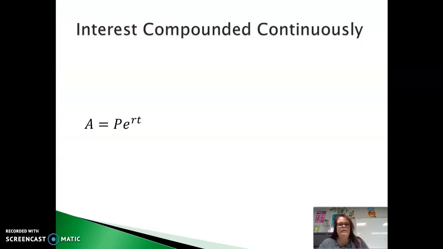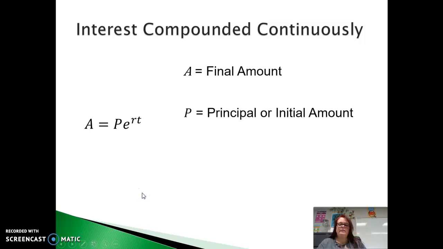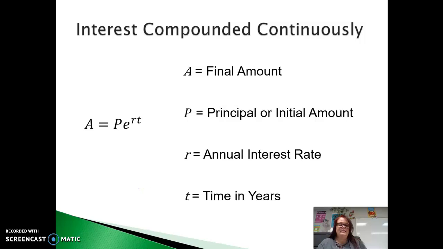So another formula that you'll see e used in is interest compounded continuously. We call it A = Pe^(rt). A is going to be your final amount. P is going to be the principal amount that you put in the bank, or the initial amount. R is going to be your annual interest rate, and t is time in years. What I want you to notice is this formula is exactly the same as the previous formula, but now we're guaranteeing that the r is in annual periods, and so your time does have to be in years.